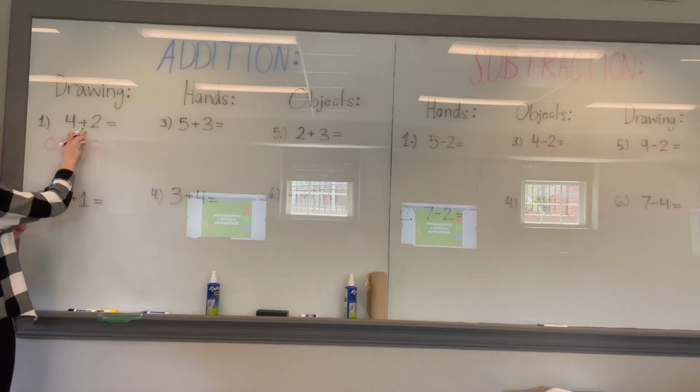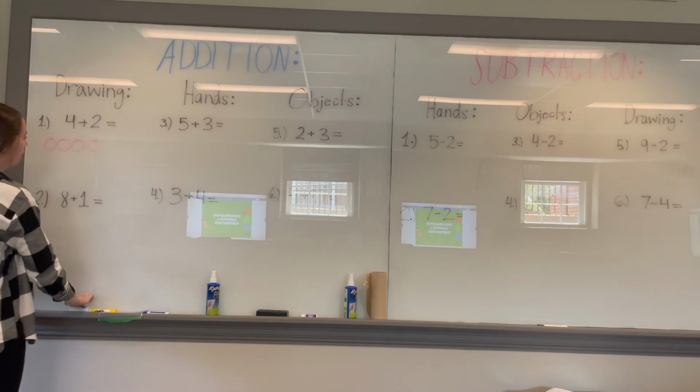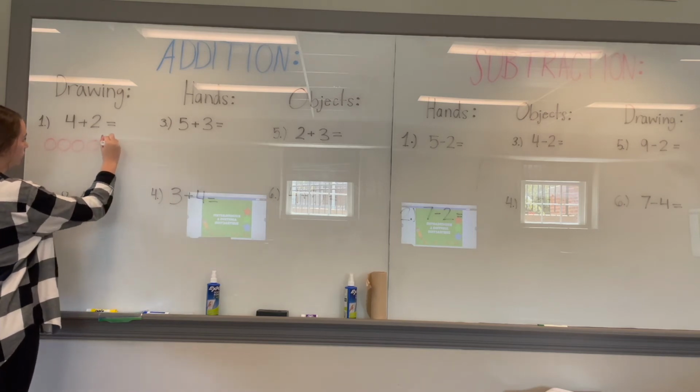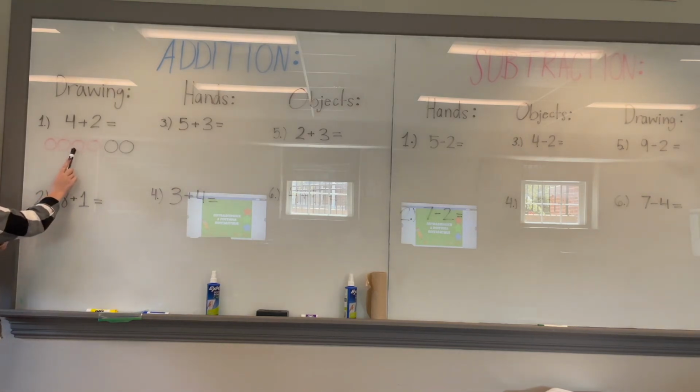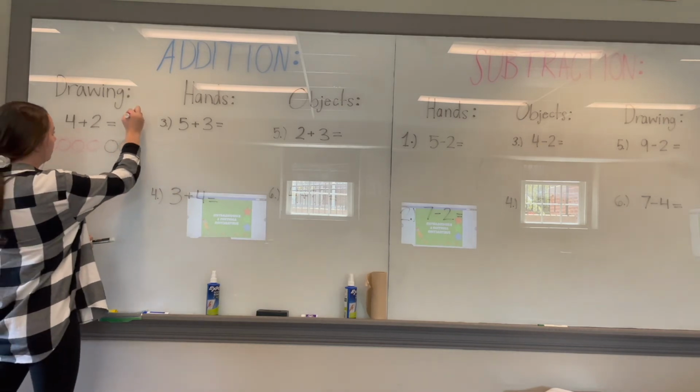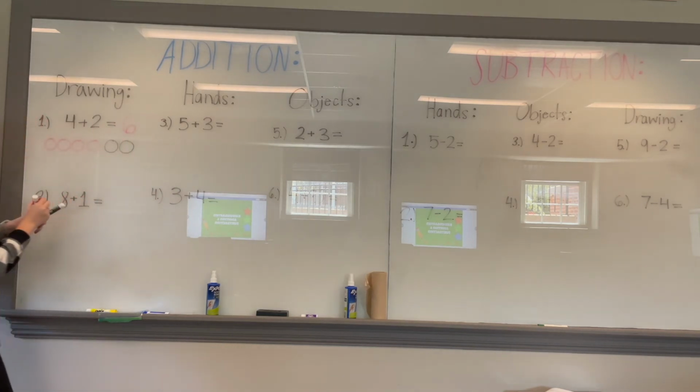And then we're going to be adding 2 circles to it. So we know that this means we draw 2 more circles. To figure out the answer to our problem, we're going to count them together. 1, 2, 3, 4, 5, 6. So we know that we have 6 circles.